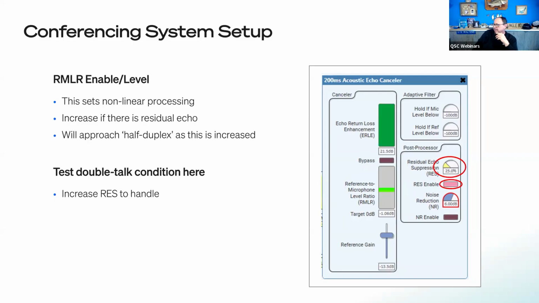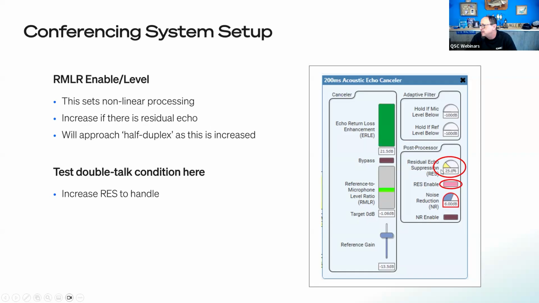RMLR enable level. This sets the nonlinear processing over here. So the residual echo suppression, it should be the RES. Increase the RES to handle that right there. This sets the nonlinear processing.